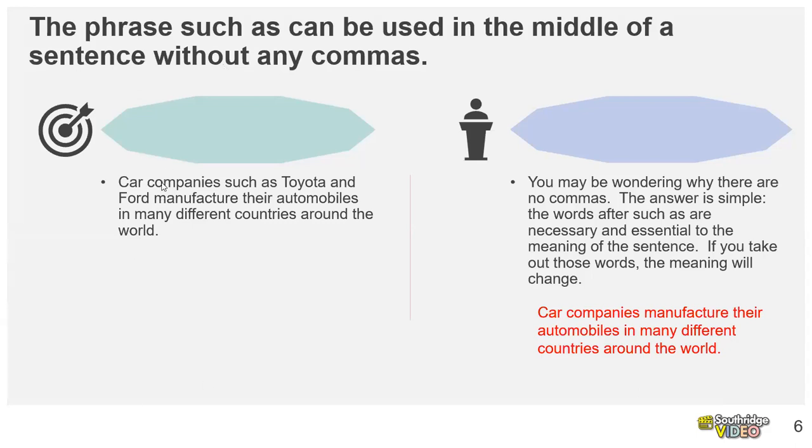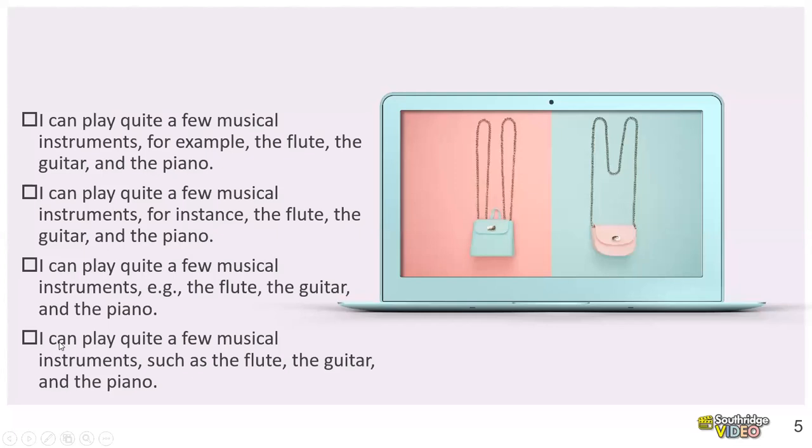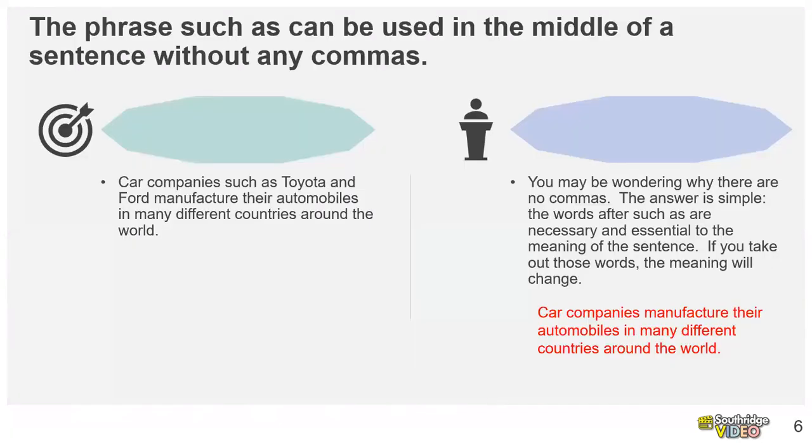This is an example. Car companies such as Toyota and Ford manufacture their automobiles in many different countries around the world. What is the difference between the previous sentence and this sentence? This one: I can play quite a few musical instruments such as the flute, the guitar, and the piano. And here: car companies such as Toyota and Ford manufacture their automobiles in many different countries around the world.